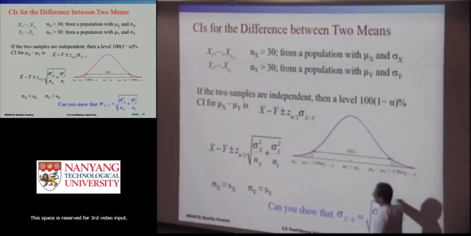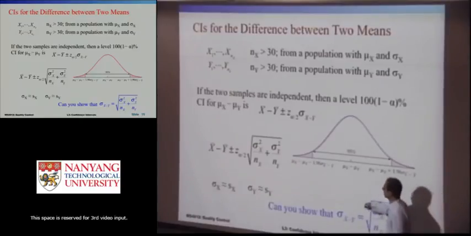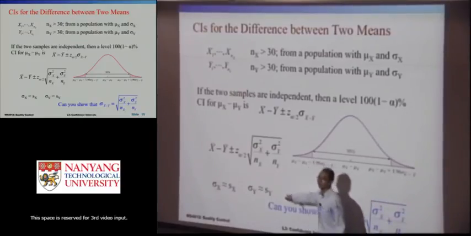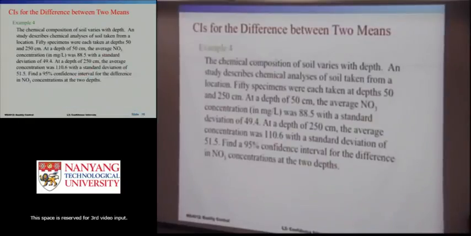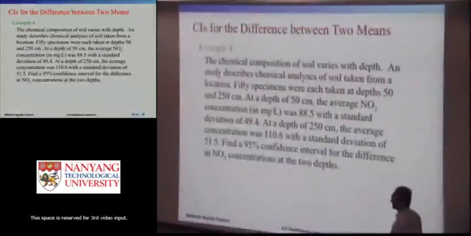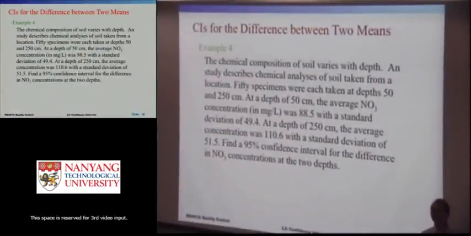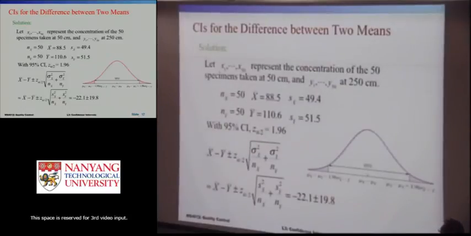This is just a challenge for yourself. If you don't believe me and you think this is wrong, you can try to prove it. Anyone interested in this? Okay, we skip it. So this one is just very straightforward. This is the difference between two populations, and you just need to use this formula and plug in. So basically we get sample A, sample B, then plug into the formula and get the results.